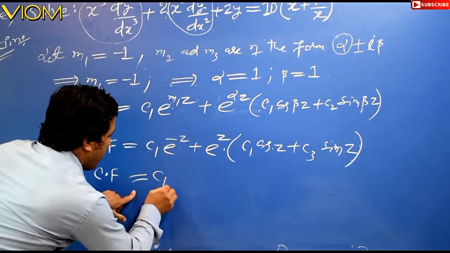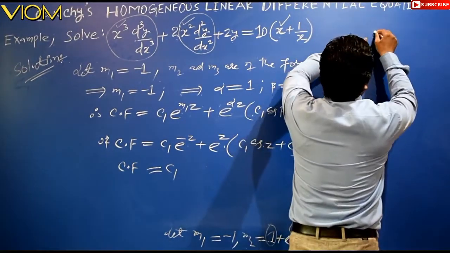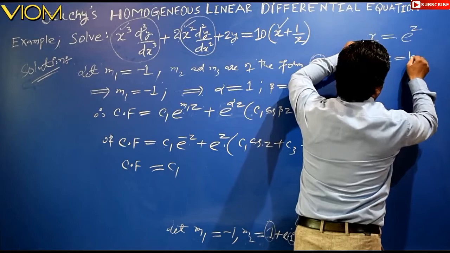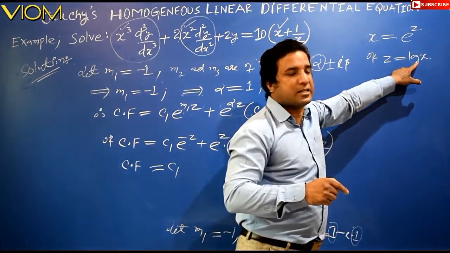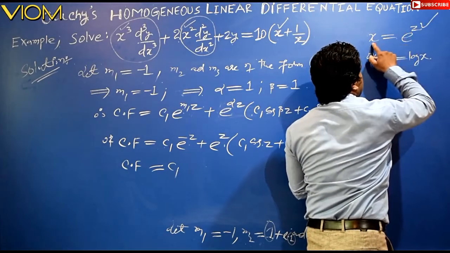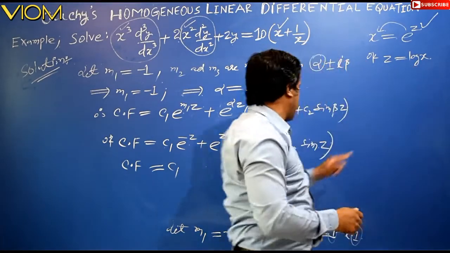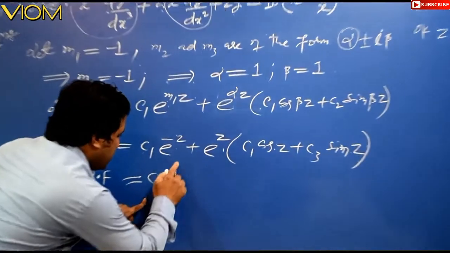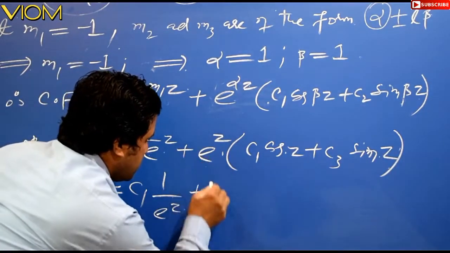You know the transformation was, look here: z is equal to, we have put x is equal to e raised to the power z, or the value of z is equal to log of x. When you see z in the complementary function, you can use log of x. Whenever you see e raised to the power z, you can use x. I will use both the concepts here. So c1, we can write 1 divided by e raised to the power z, plus e raised to the power z as it is.